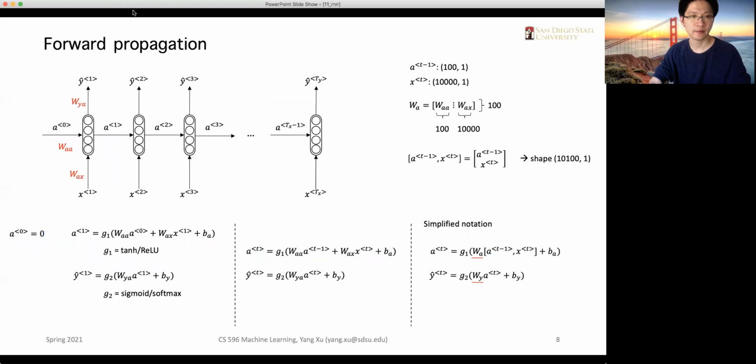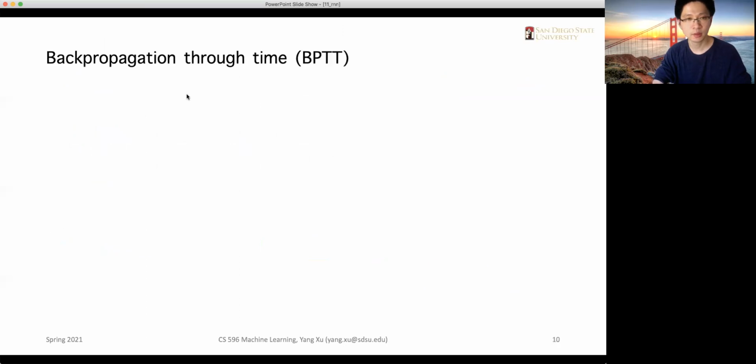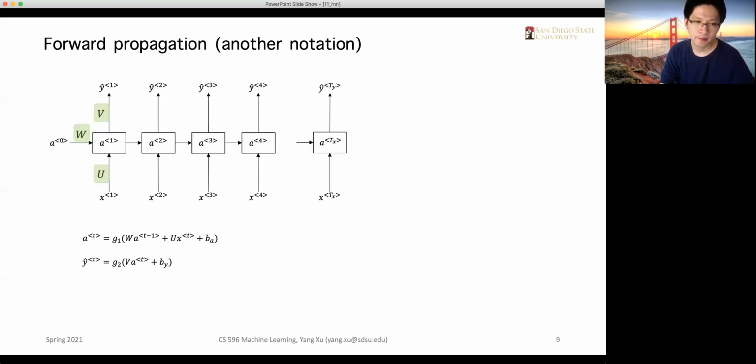So that's the forward propagation, or forward pass. Here's another notation, because in some papers or posts, people don't use the subscripts AA, AX, AY. They use capital letters like W, V, U, but basically they are the same thing. They just refer to different parameters used for different positions, different steps.